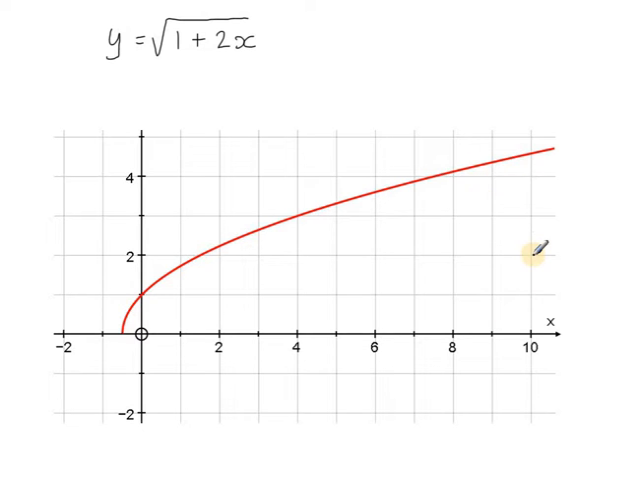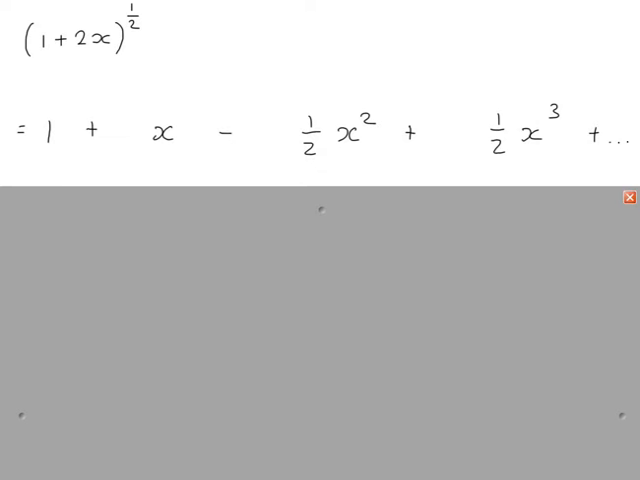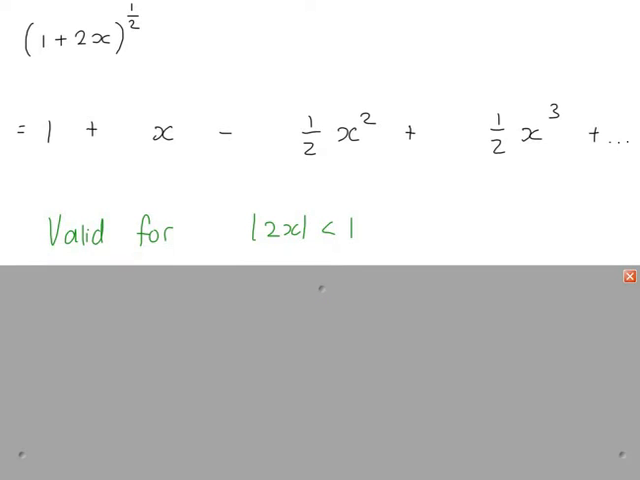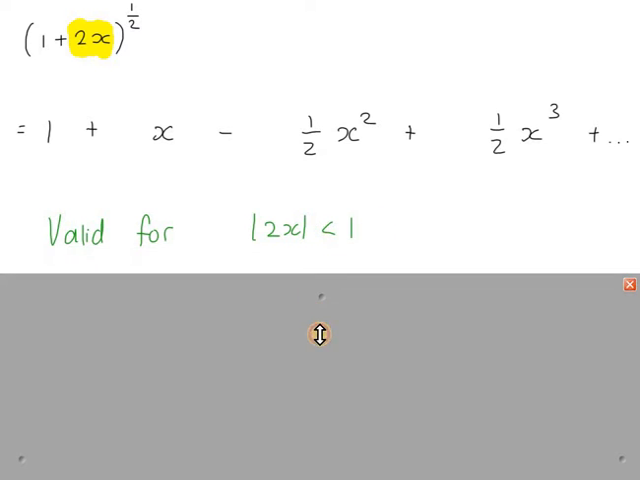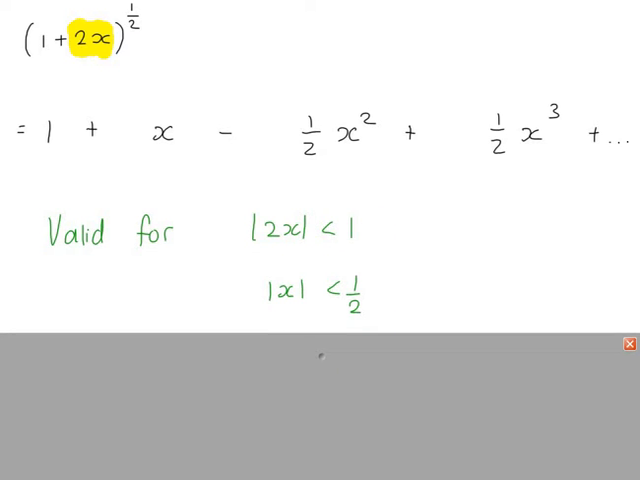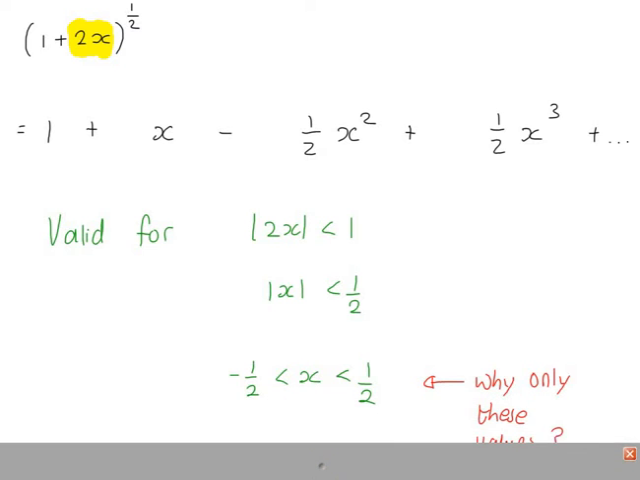How do the expanded terms sketched compare to the actual graph of root 1 plus 2x? So here are the first 4 terms in the expansion, and we know that the expansion is only valid for the magnitude of our x term here, so 2x, to be less than 1, which basically means we'd divide by 2, that x has to be between minus a half and a half. But why? Why is this a condition on the expansion to be valid?